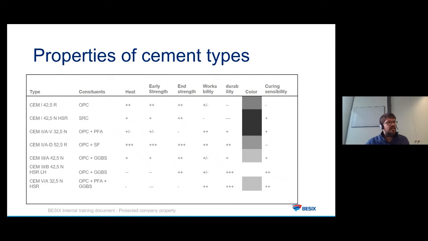This is a nice table that shows a few examples, not all of them, but the pros and cons for each cement. And it's really, really helpful to use this kind of table to choose the cement depending on what are the needs that you have. So here you can see that this is the denomination on the first column, and then the constituents to show what are OPC, fly ash, GGBS, silica fume. And you have almost all the pros and cons about the heat generation, the early strength, the end strength, of course, the impact on the workability, the durability, of course.